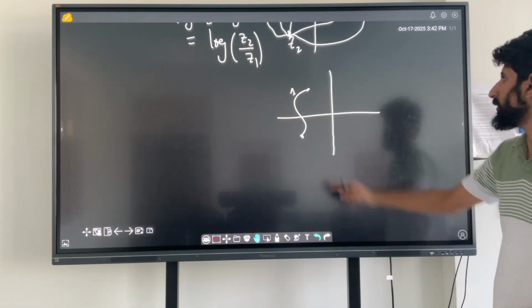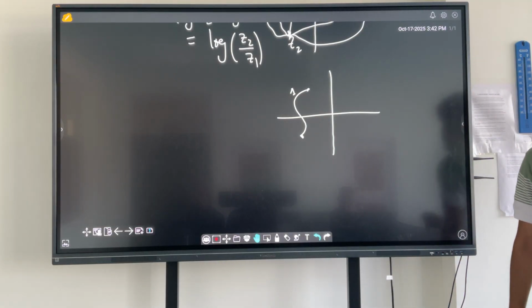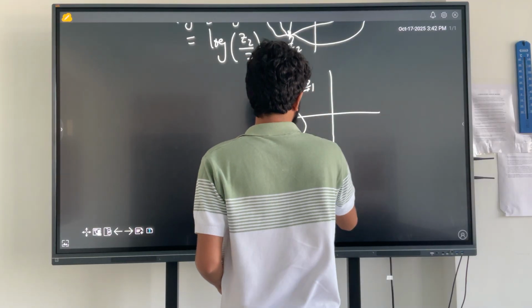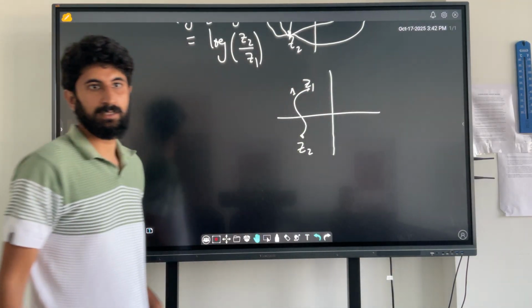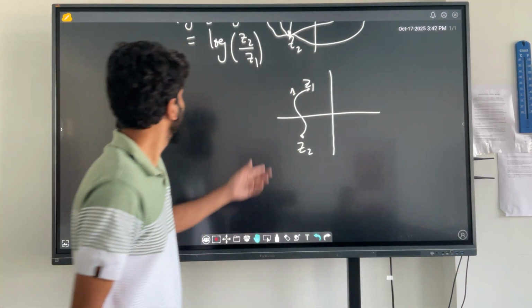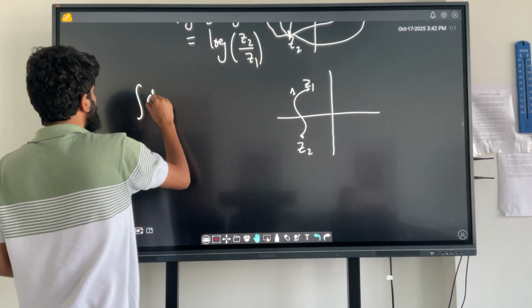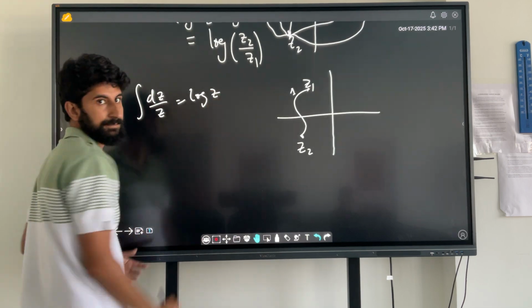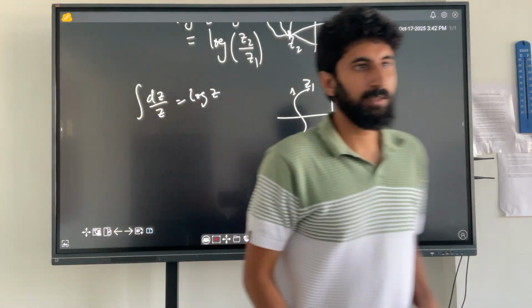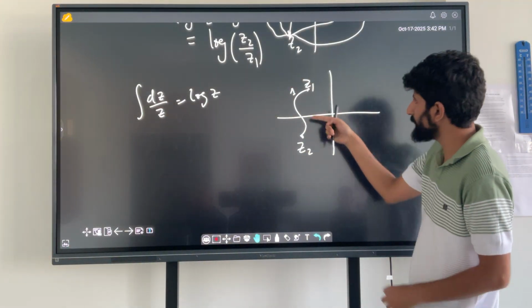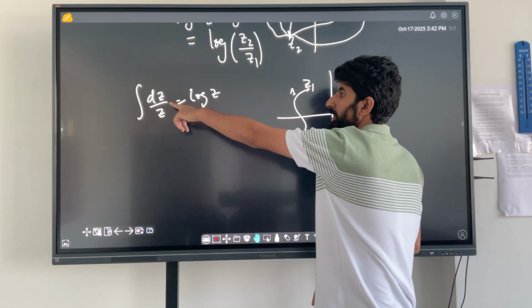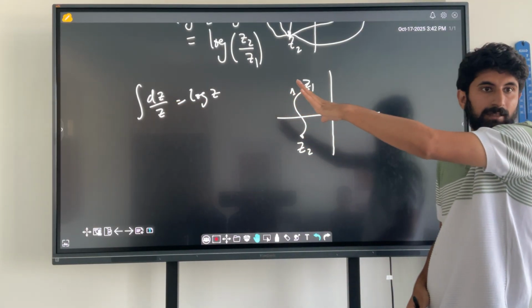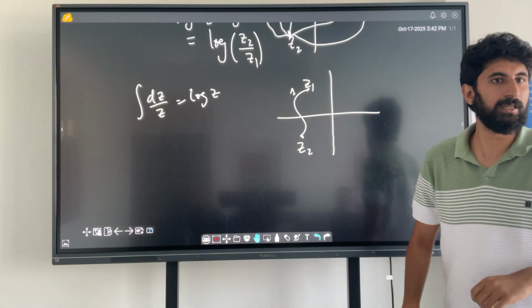Good. So let's see this path of type 1, which goes from, let's say, z1 to z2. What is the integral of dz by z? It is log z, if I think of it as a real function, because you are integrating dz by z.